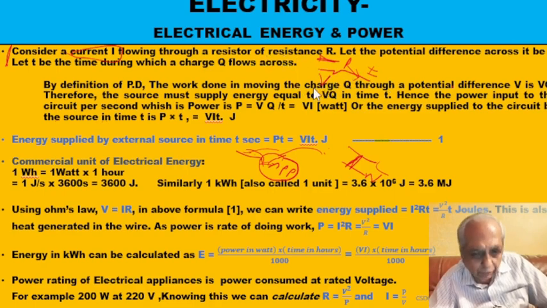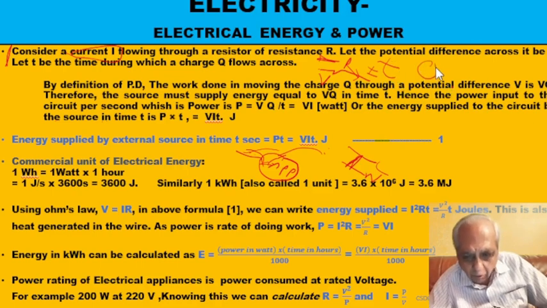Potential difference across this end is V. For how long am I flowing the current? I am flowing current for time t. If the current has flown for time t, then my Q is equal to I into t, because current is the rate of flow of charge. So, Q is I into t. So, charge Q has flown in the conductor.